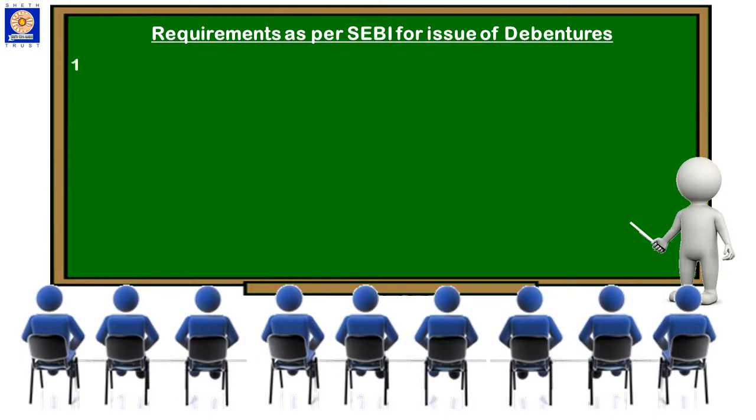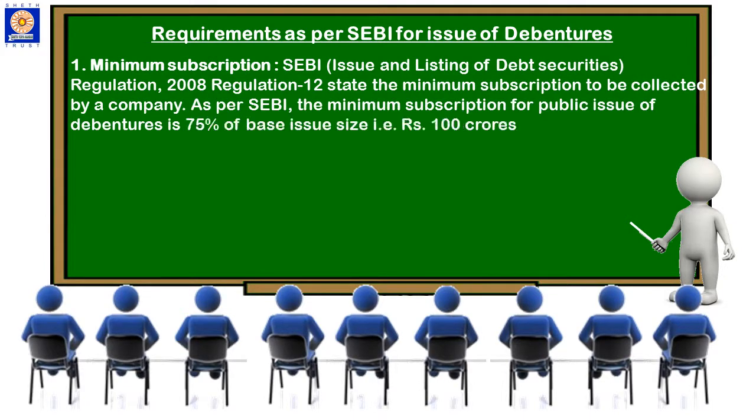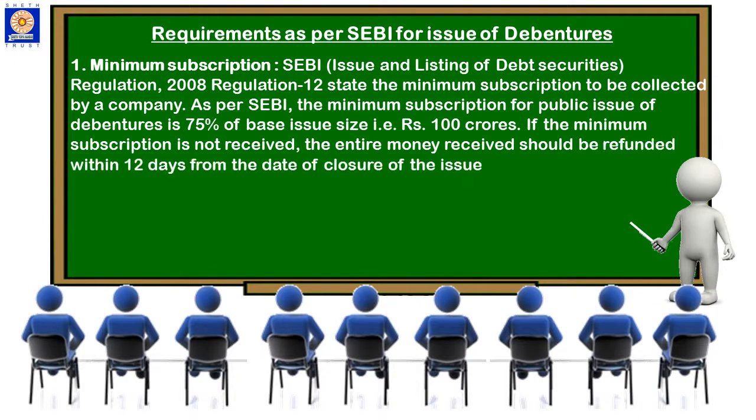So the first provision is minimum subscription. SEBI Regulations 2008, Regulation number 12 states the minimum subscription to be collected by the company. As per SEBI, the minimum subscription for a public issue, that means when the debentures are issued publicly, is 75% of its base issue, that is rupees 100 crores. If the minimum subscription is not received, the entire money received should be refunded within 12 days from the date of closure of the issue.